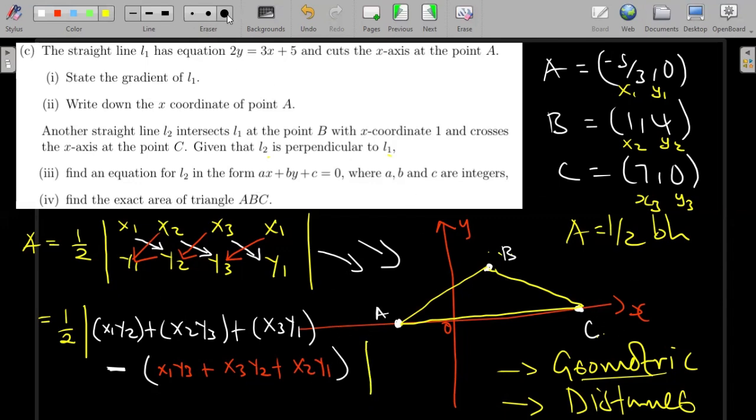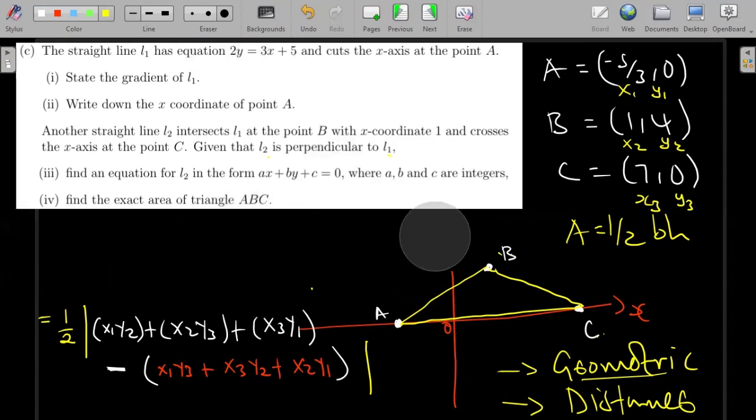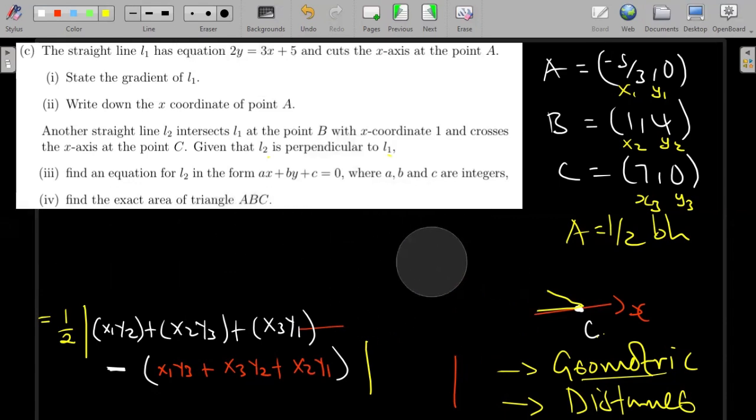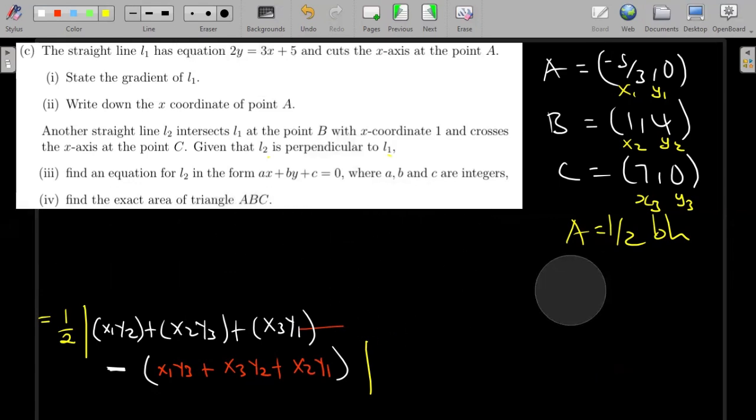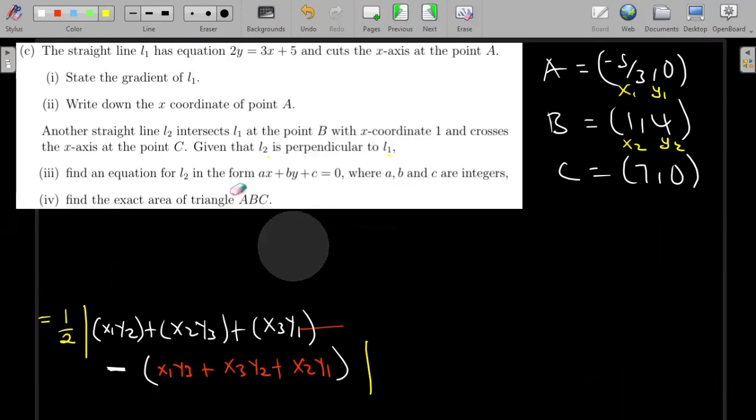So I think we can erase this other part. So that formula that I've written is the one that we are going to use in order to come up with the what? With the area of this triangle.